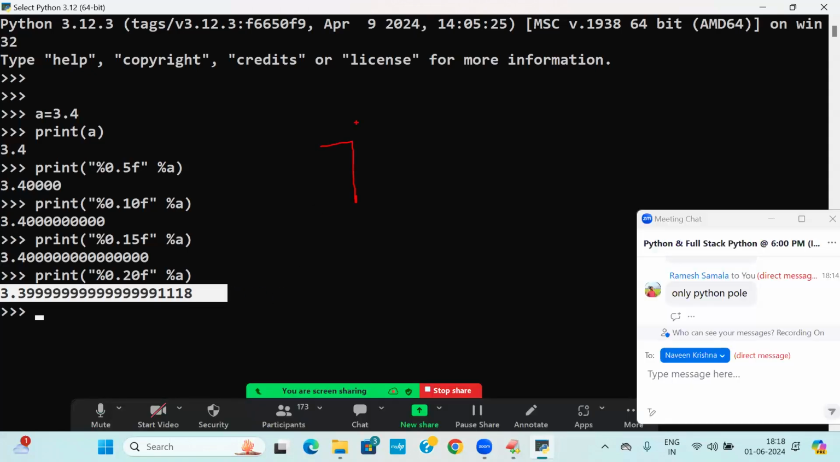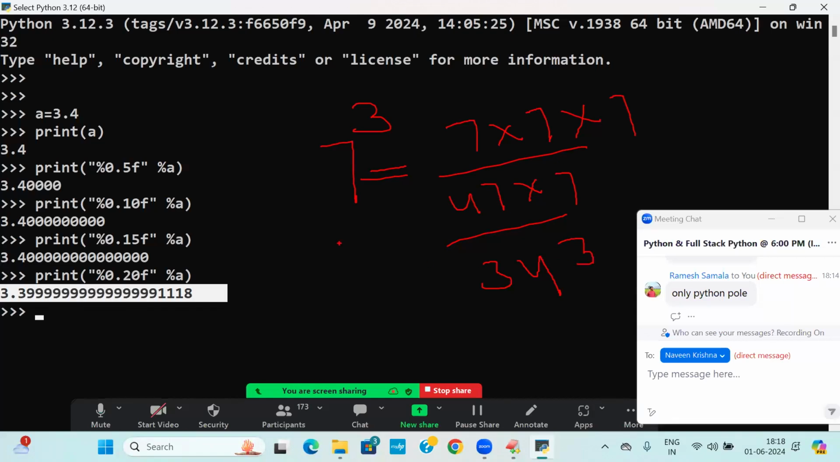7 cube, how much? 7 into 7 into 7. 7 sevens are 49, 49 into 7, what is this now? 343. Correct or not? Yes. So cube root of 343, how much?